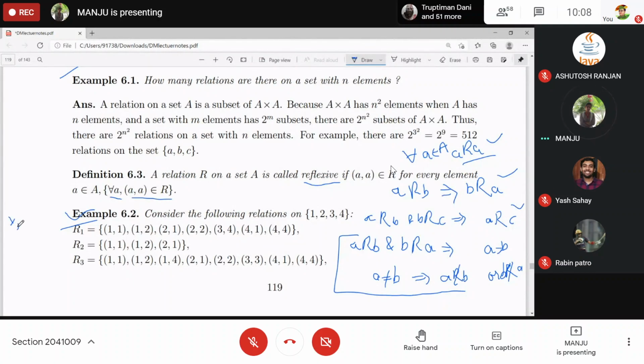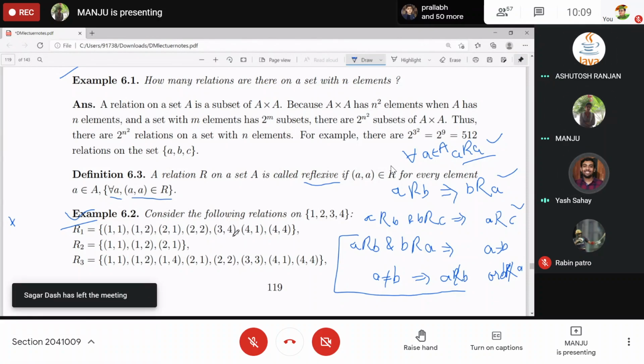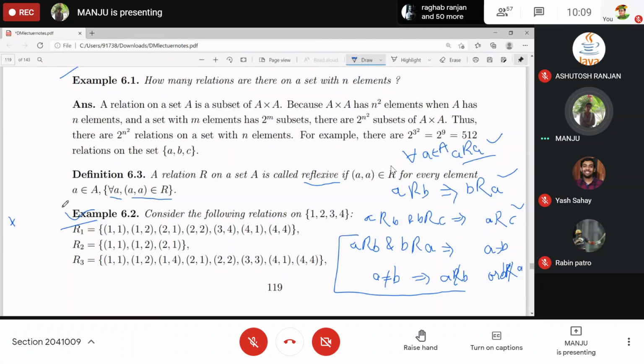Symmetric? No, ma'am, not symmetric. Why not? For 3, 3 is related to 4, but 4 is not related to 3. Similarly, 4 is related to 1, but 1 is not related to 4, right? So not symmetric. What about transitivity?